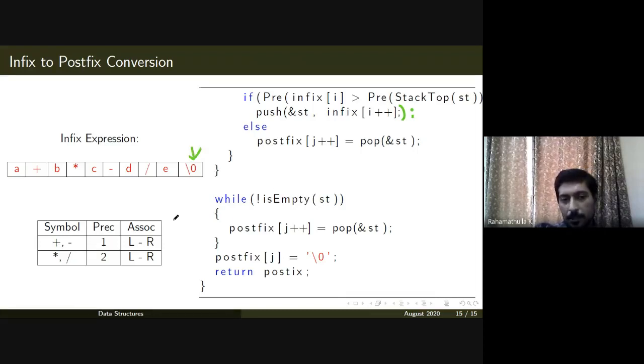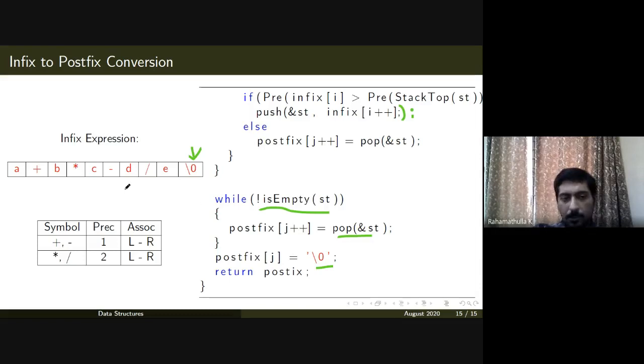after reaching the end of the expression, you may have some entries on the stack. Those entries need to be removed from the stack one by one and attached to the postfix expression. While the stack is not empty, you remove each entry by calling pop and attach it to the postfix expression. And at the end, you attach a \0 to make it a string.